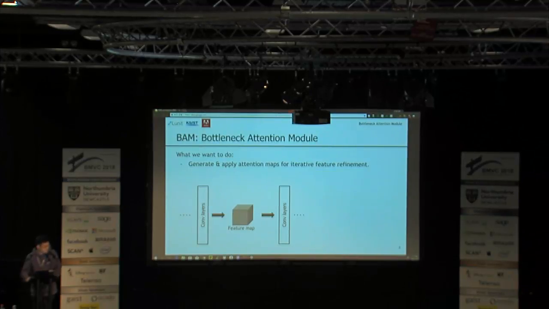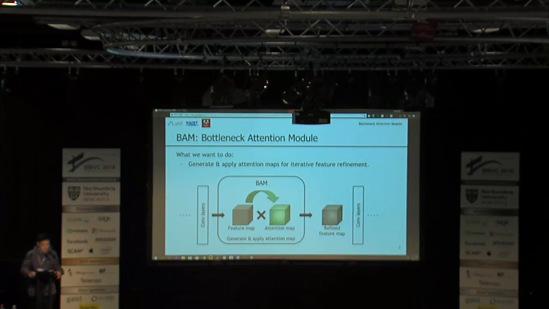So let's jump into our proposed module. As I said, we try to refine feature maps in between convolutional layers. This is an example of a feature map between convolutional layers. In our module, we want to generate an attention map with the same size as the feature map. This attention map represents the importance of each element in the feature map. Then we multiply the attention map with the feature map, and then we have the refined feature map.